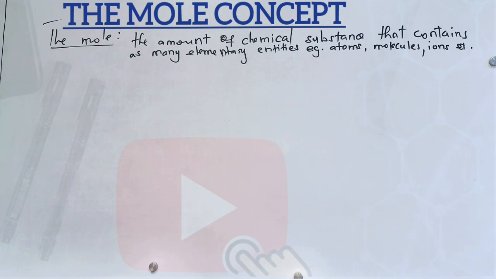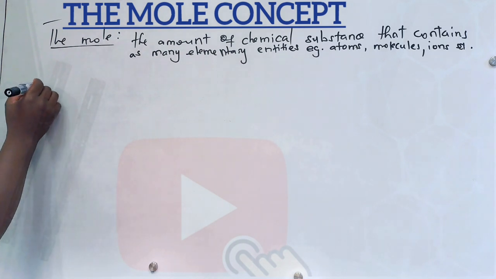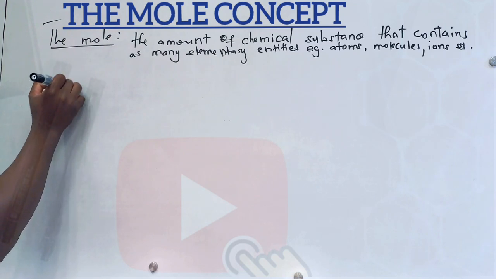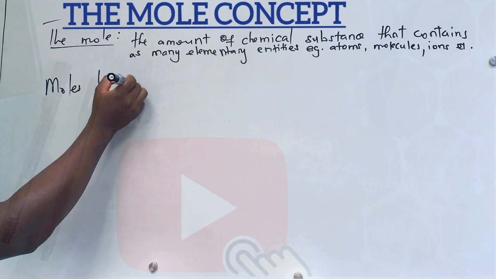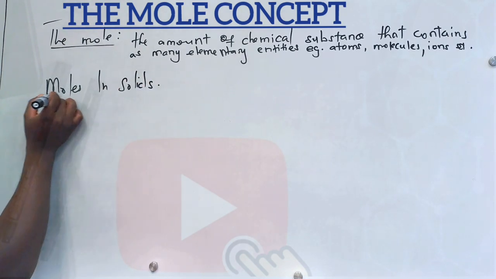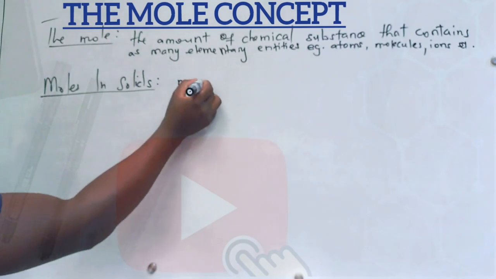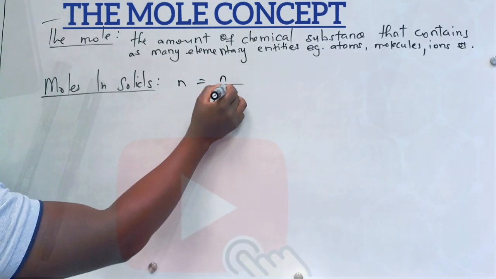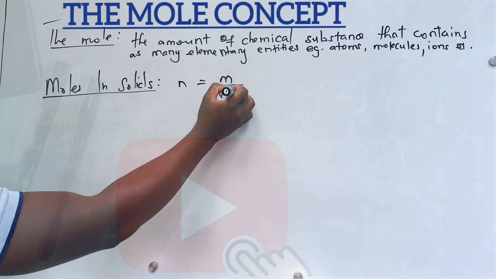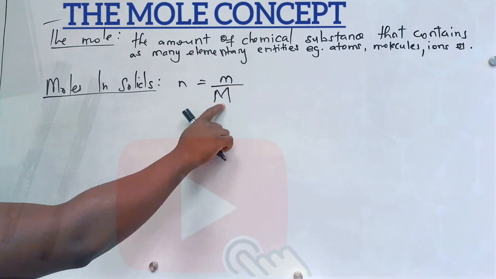So we work with some formulas. Let me break these formulas into three categories: the first for solids, the second for liquids, and the third for gases. Let's start with moles in solids. To calculate the number of moles in solids, we use the formula n is equal to mass over molar mass. So this is the molar mass.